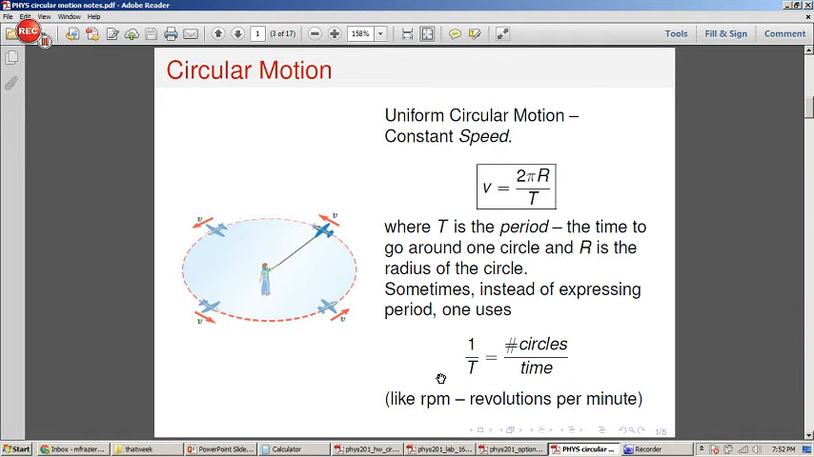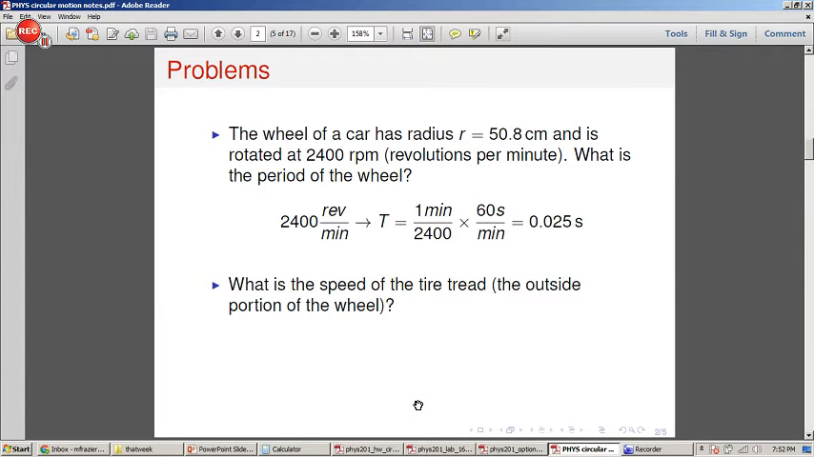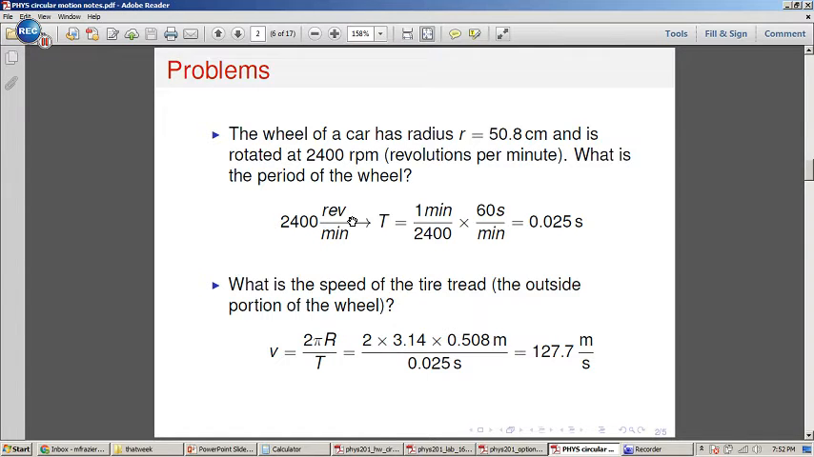And sometimes you're going to be expressing things in terms of a frequency, how many circles per minute or how many circles per second. You have to convert that to the period. How long does it take to actually do one of those circles? All right, so there were some practice problems that you've seen here in the notes. In particular, converting revolutions per minute to a period is kind of important. And then finding the speed, all right, finding v using r and T.